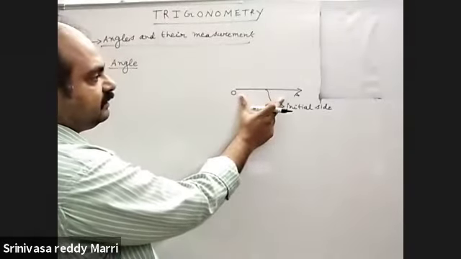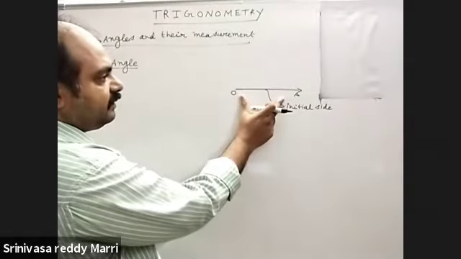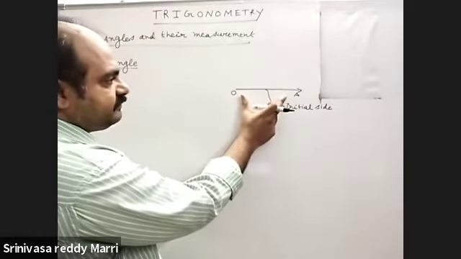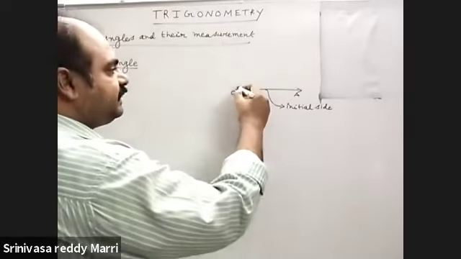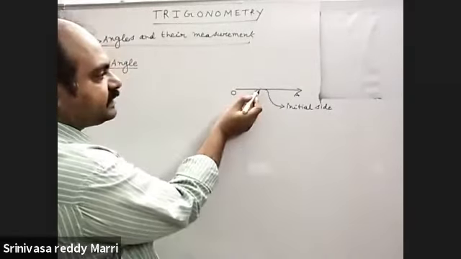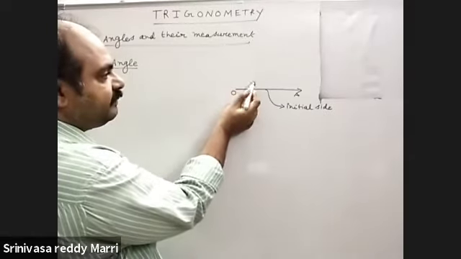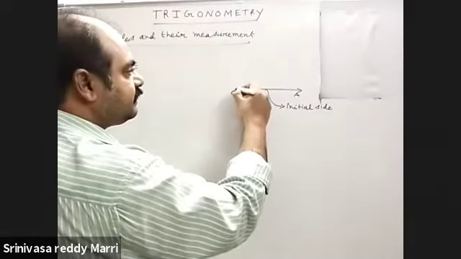So suppose we want to measure an angle of 30 degree, first we will draw this initial ray. And then we draw a ray which will be separated from this ray through an angle of 30 degree. Look at the terminal ray. I will measure an angle of 30 degree and then draw the terminal ray.